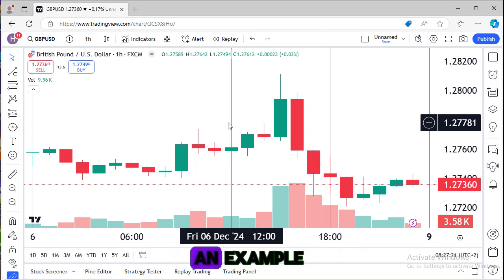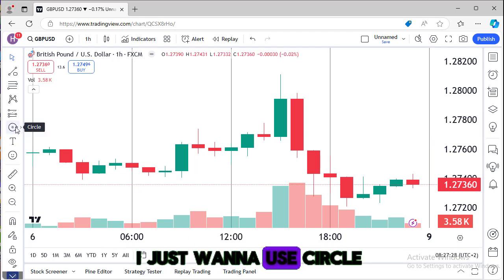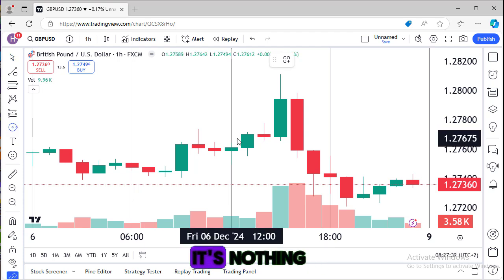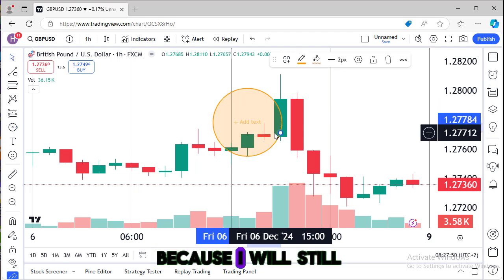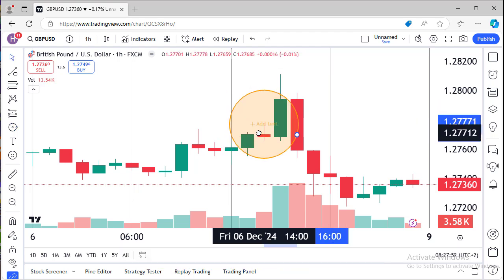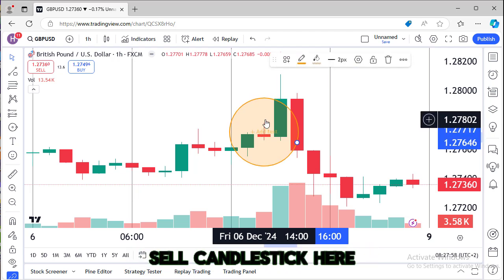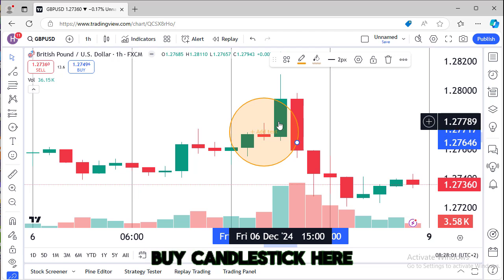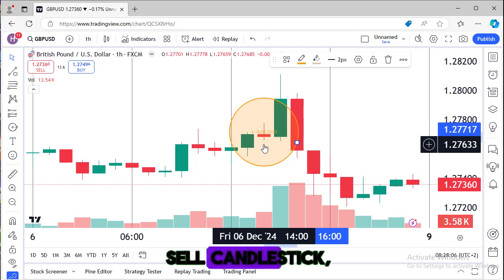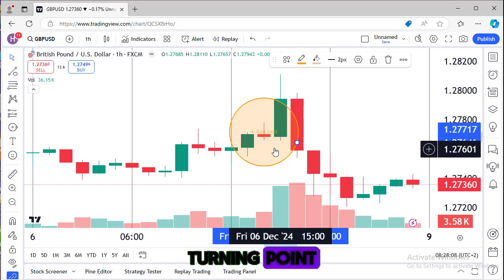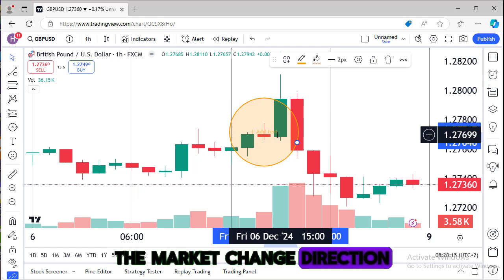Let me now show you an example of turning points. So I've already clicked on circles. I just want to use a circle to show us this, just so that you know it's nothing complex, right? So let me draw a circle here, because I'll still show you in other places. Let's just use this place as an example. We have a sell candlestick here and we have a buy candlestick here. This is an example of a turning point. Sell candlestick, buy candlestick, turning point. Meaning the market changed direction, right? The market changed direction and they are side by side.